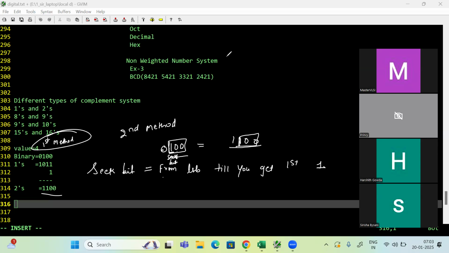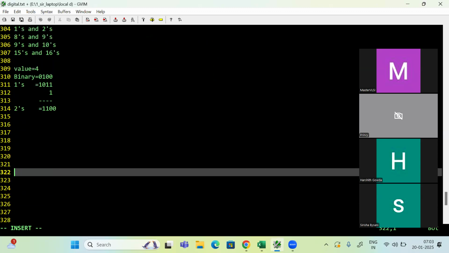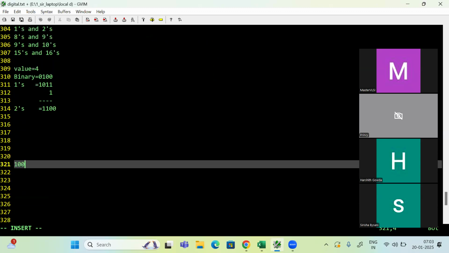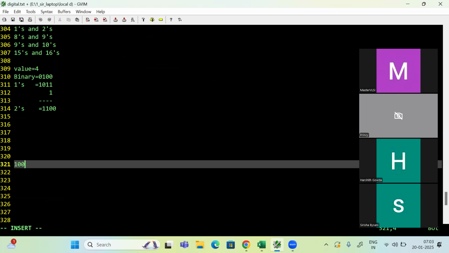Chalo, let's move on. First, 100. Tell me what is the one's complement? 0 1 1. Now what is the two's complement? 1 0 1. 100 only, no? Check.